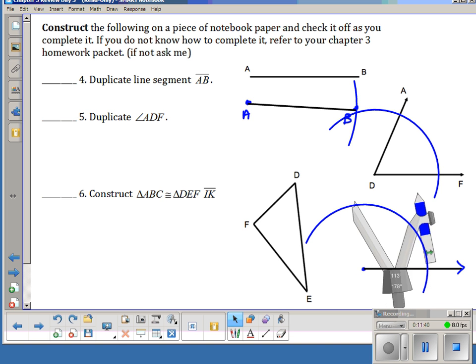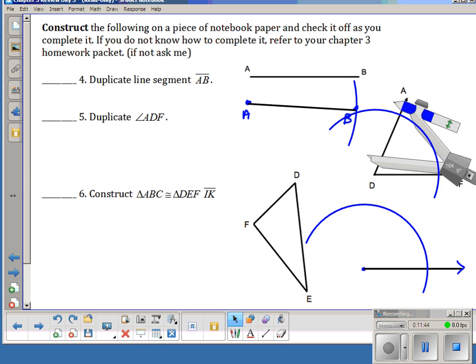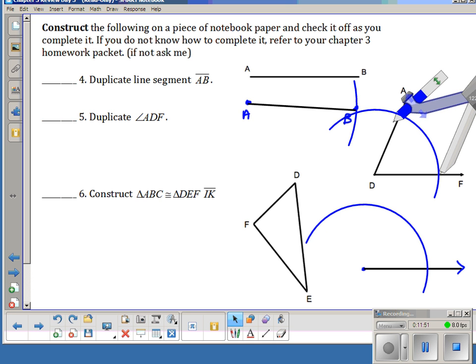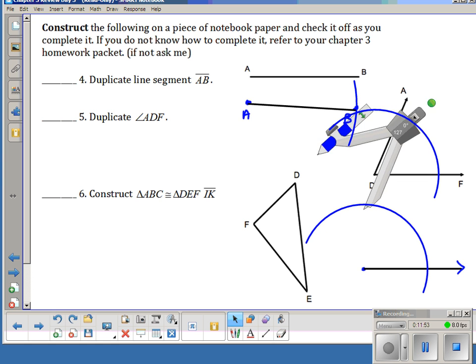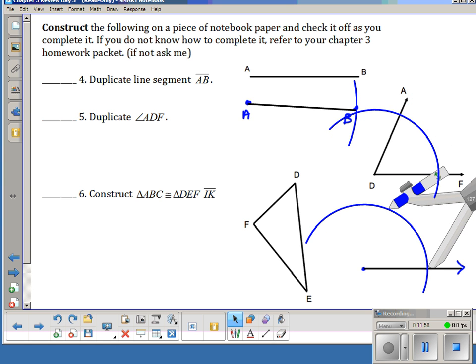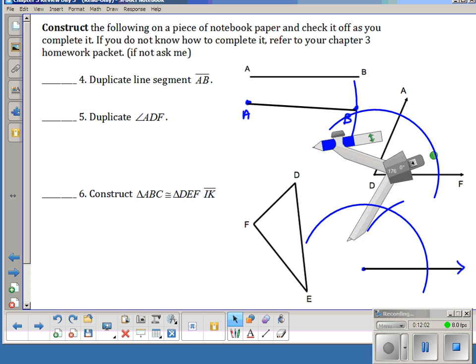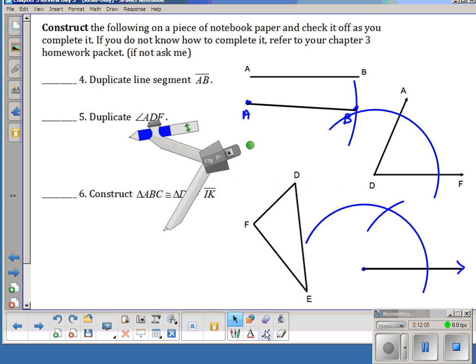The last piece I need is to measure the width. So I'm going to go from intersection to intersection. Right, so I'm going to measure from here to here. I'm off my screen. Okay, and I'm going to go down here and measure the same width and make an arc. And then that tells me where I draw my arc at. So I'm going to use my straight edge, go right through that. And I've now duplicated the angles, so these 2 angles are now congruent.